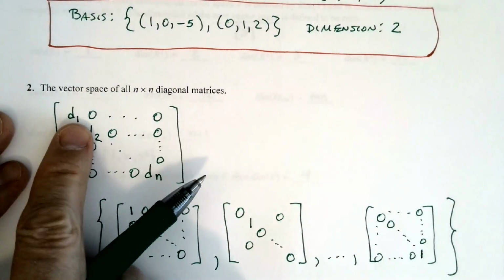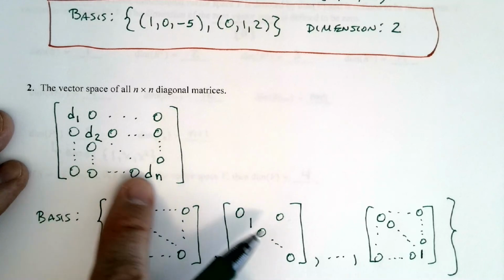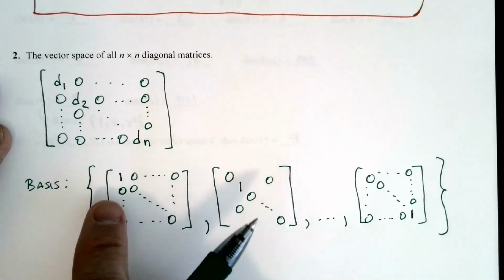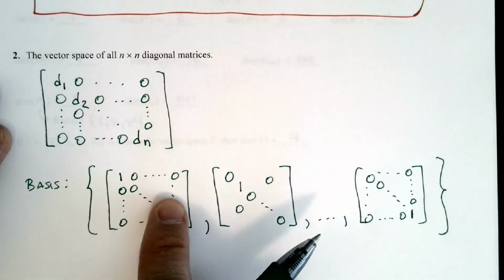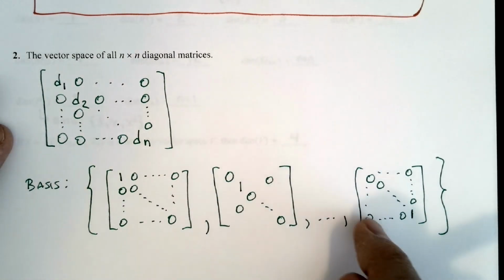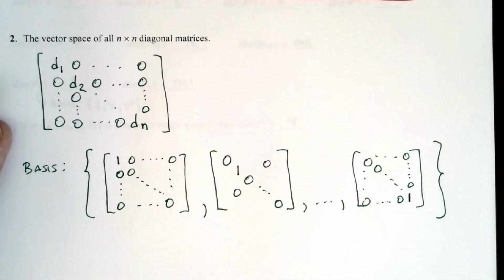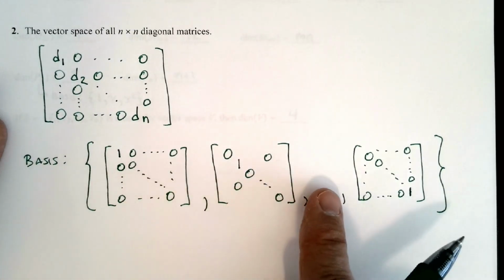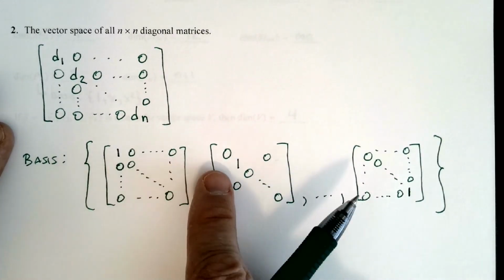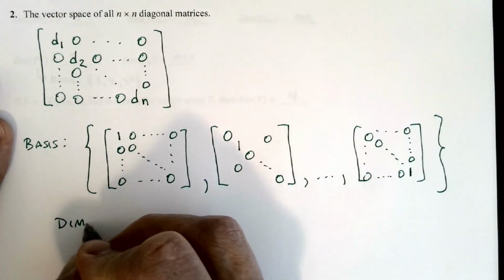So basically, because each of these diagonal entries, how many are there? There's n of them. Each one can be distinct from the others. And so I can create this matrix by doing what? D1 scalar multiplied times this matrix, plus D2 times this matrix, plus D3 times the next one, all the way down to plus Dn times this one. And that gives me our arbitrary n by n diagonal matrix. Well, how many matrices do we have in this list? There are n of them, because the 1 just moves down this main diagonal going through all n locations. So the dimension is n.